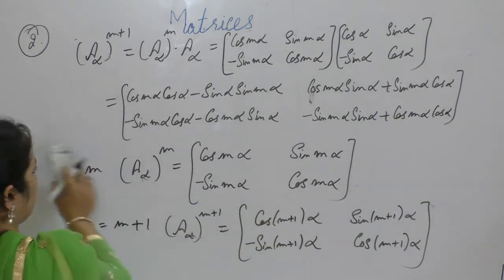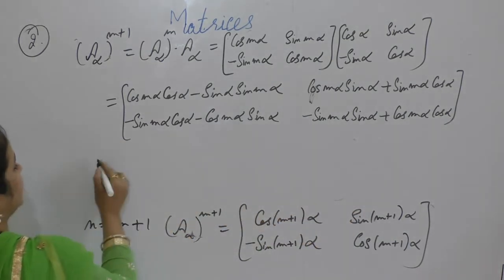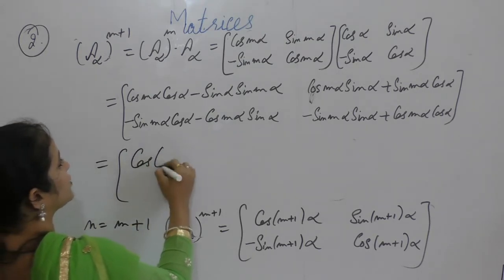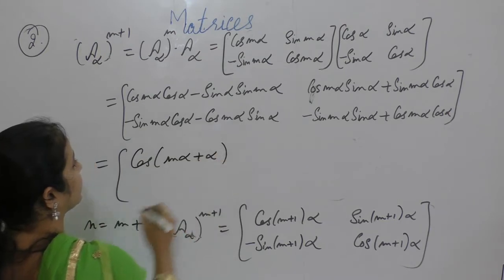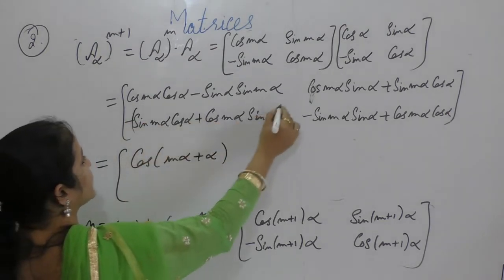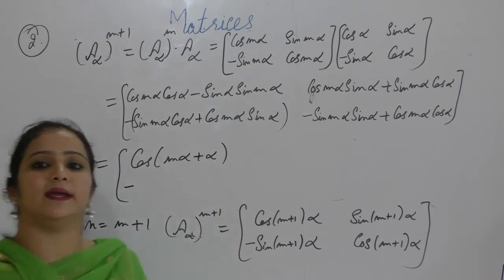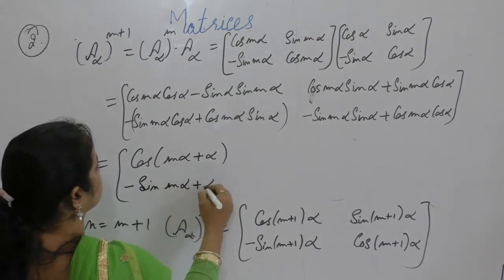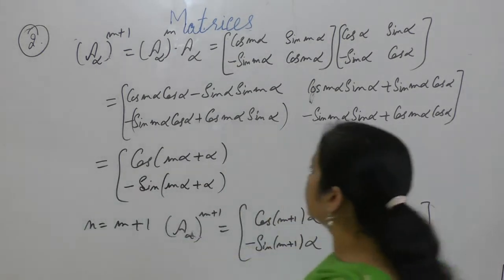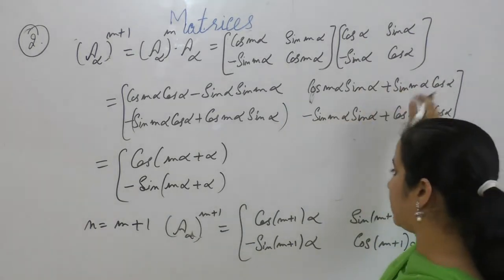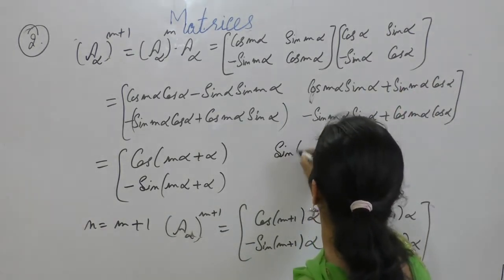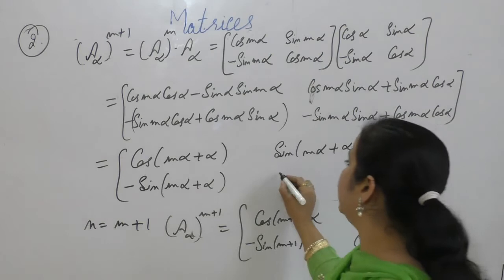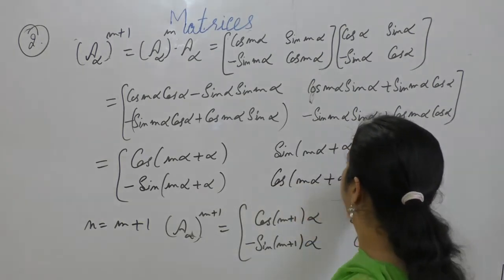Again we will use the same formula. cos(A − B) = cos A cos B − sin A sin B, that is equal to cos(A + B). Taking the negative sign common: cos A sin B + sin A cos B gives sin(A + B), and cos A cos B − sin A sin B gives cos(A + B).